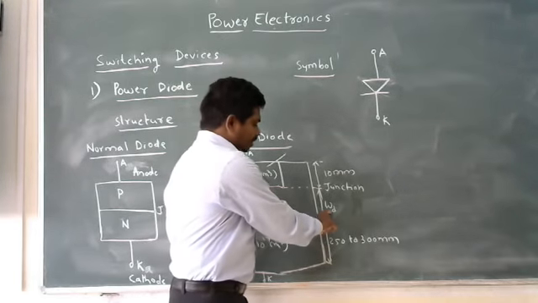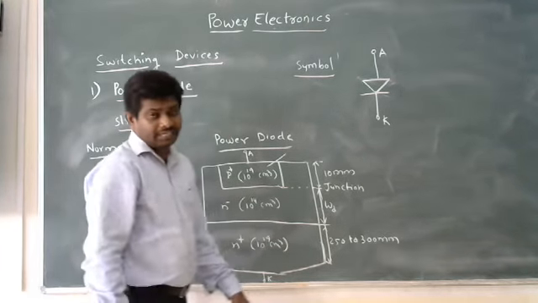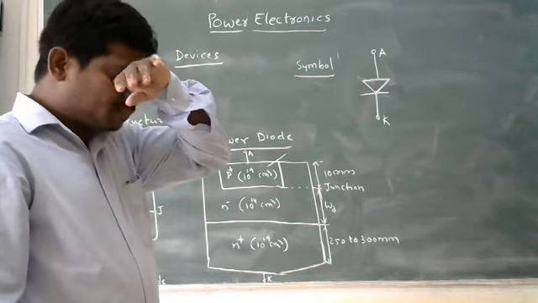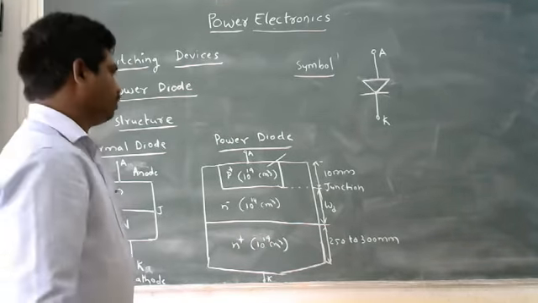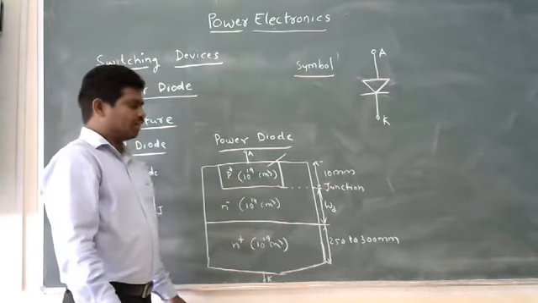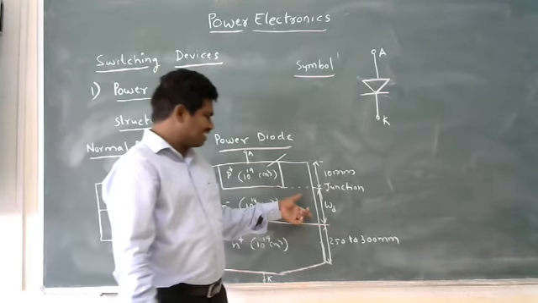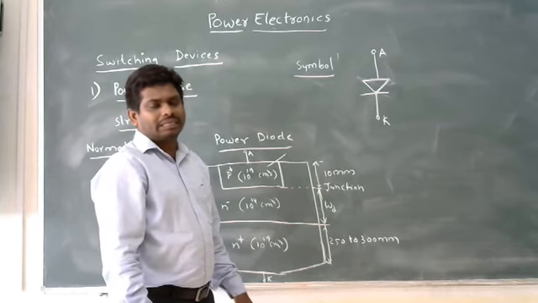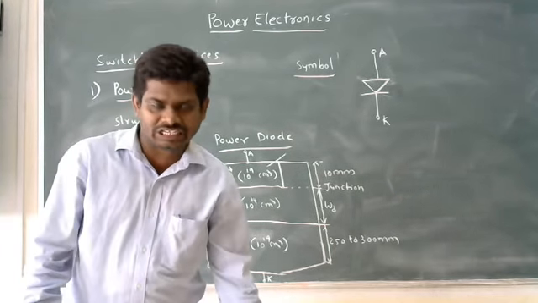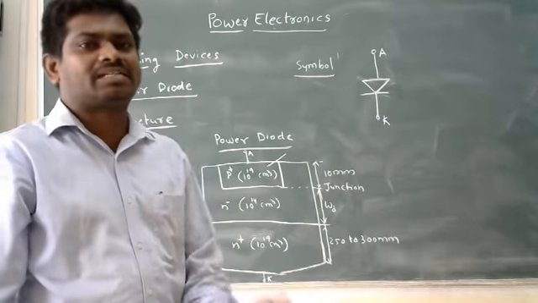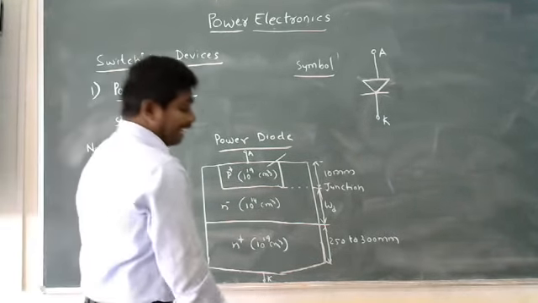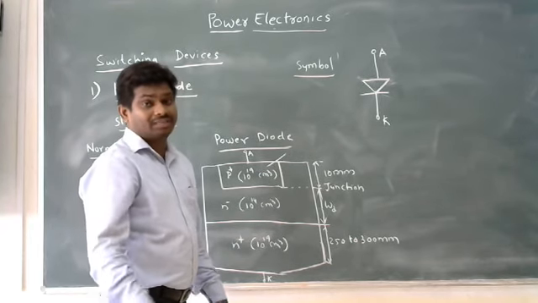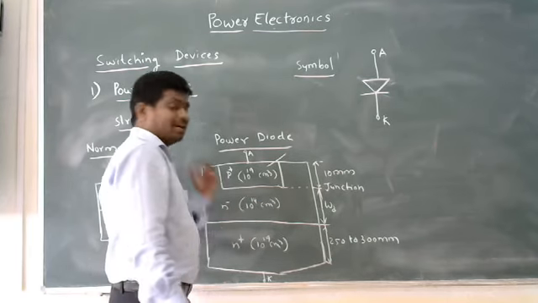You can see this WD, the width of the drift layer, which helps determine the breakdown voltage values. Suppose you change the width of this n minus layer, automatically the breakdown voltage level also changes. So the entire breakdown voltage level of the device is based on the width of this n minus layer.